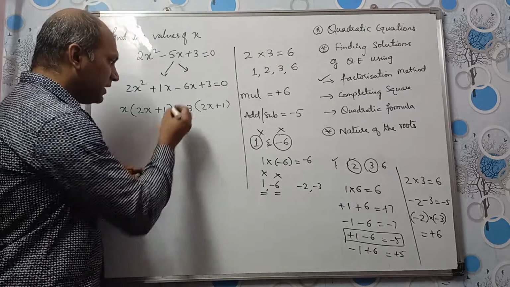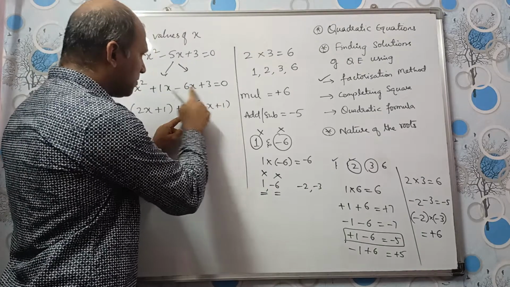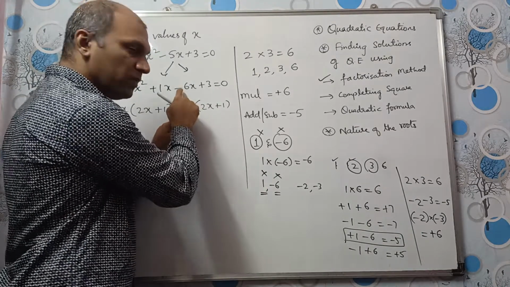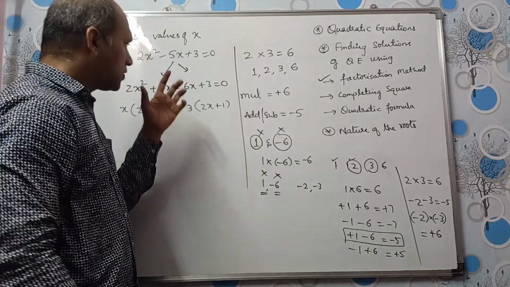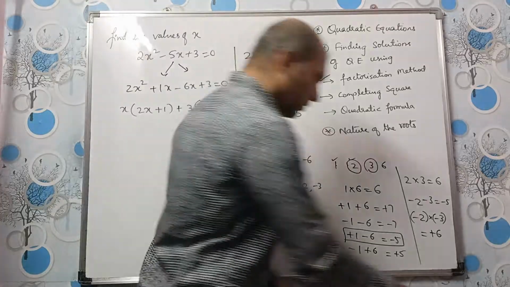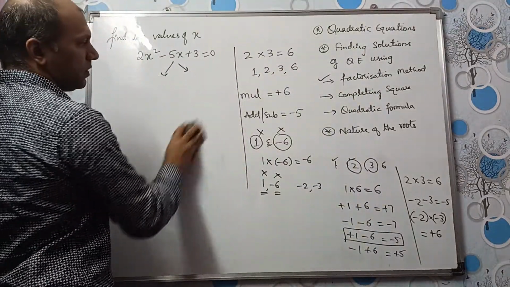What if we write it as plus? 3 1s are 3. This number will match, but this will not match. See, 3 2s are 6. Plus 6x will come here, but we have minus 6x here, right? So if you take this 1 and minus 6, the signs will not match. That means 1 and minus 6 is wrong.